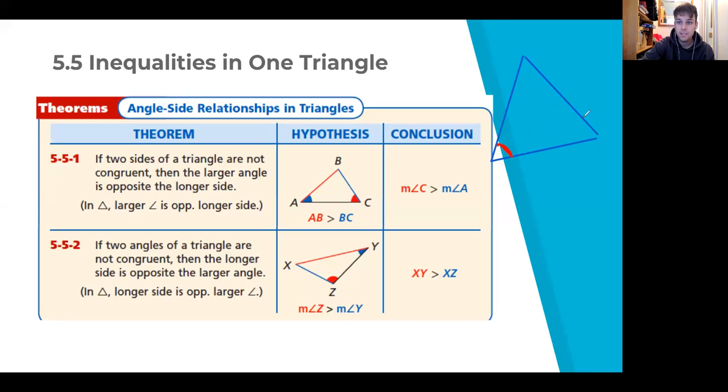So if this side here is the biggest side, then that means that this angle is the biggest angle. If this side is the shortest side, that means this is the smallest angle. And same for middle. Pretty simple. It only works inside of a single triangle, though. If you want to compare two triangles to each other, we need to talk about the hinge theorem, which is in our next section.